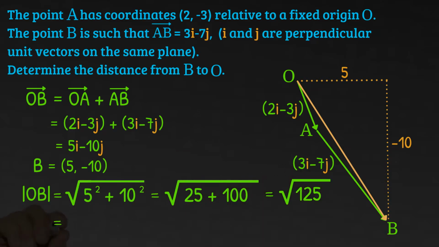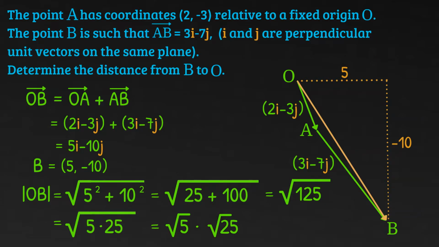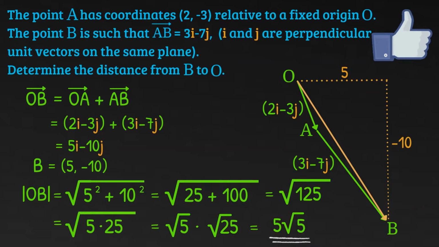That can be split up into 5 times 25, and that is the equivalent of the root of 5 times the root of 25. Now the root of 25 is equal to 5, so the final answer is 5 root 5.